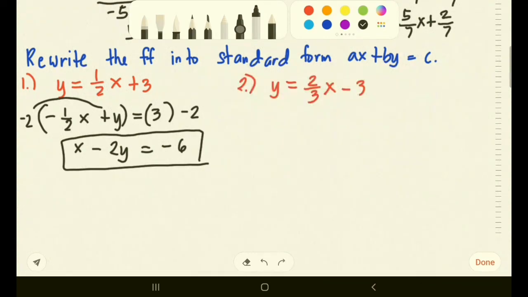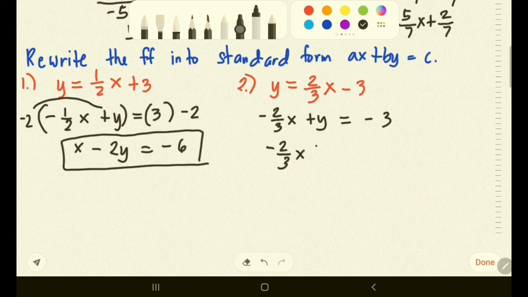Next, example number 2. The same thing, transpose 2/3 x. It becomes negative 2/3 x plus y equals negative 3. To get rid of that denominator 3, you just multiply both sides by negative 3, so that you have a positive numerical coefficient of x. So multiply both sides by negative 3.